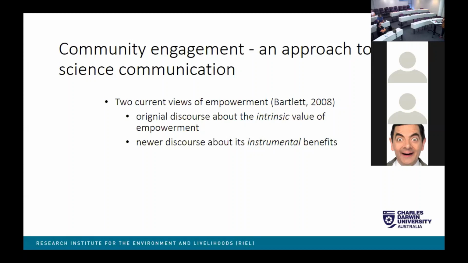sorry, I'm jumping around in terms of mapping from empowerment to the instrumental benefits, but if people are actually empowered, there are benefits to that empowerment. It's not just about people's rights to know and things. It's actually a better functioning society with an educated, empowered community that can contribute to whatever it is you're trying to do. So the way empowerment is thought of has shifted over time.